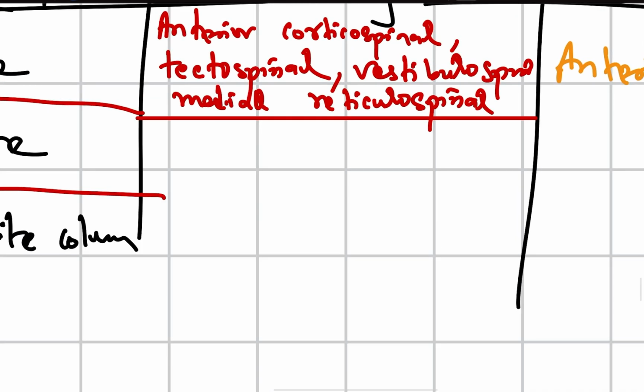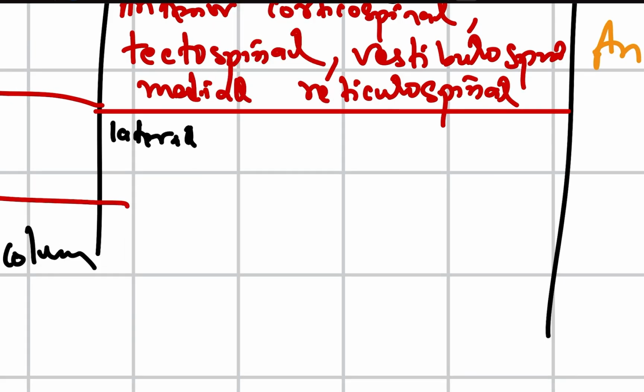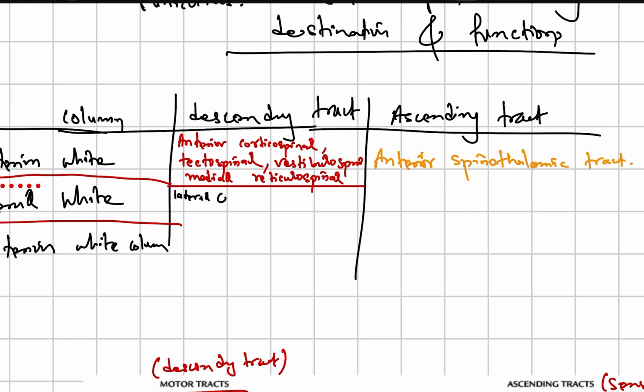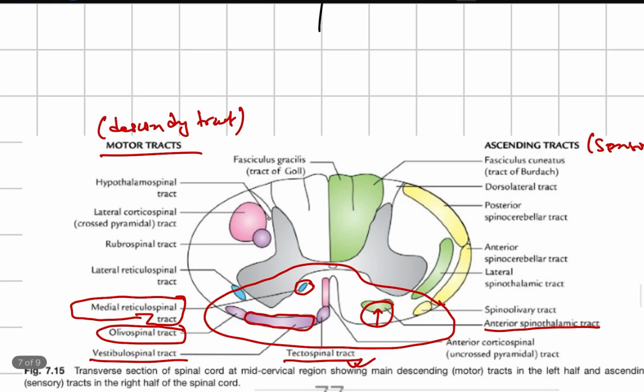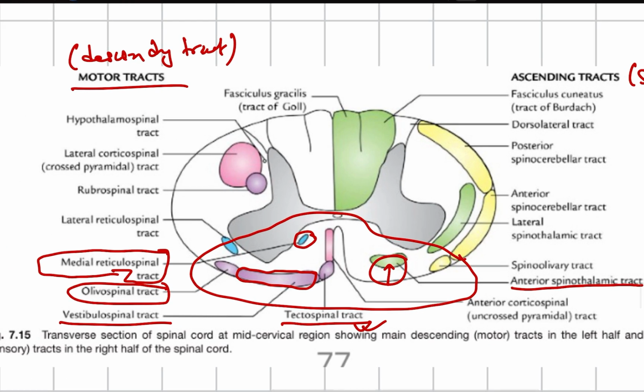In the lateral white column there are some descending tracts like lateral corticospinal, then rubrospinal, then lateral reticulospinal and olivospinal. These are in the lateral compartment, the lateral white column. So we can look in this image in the lateral region. These are the lateral.